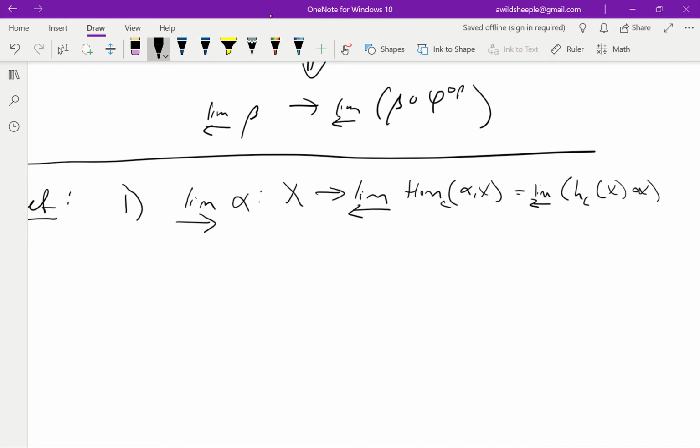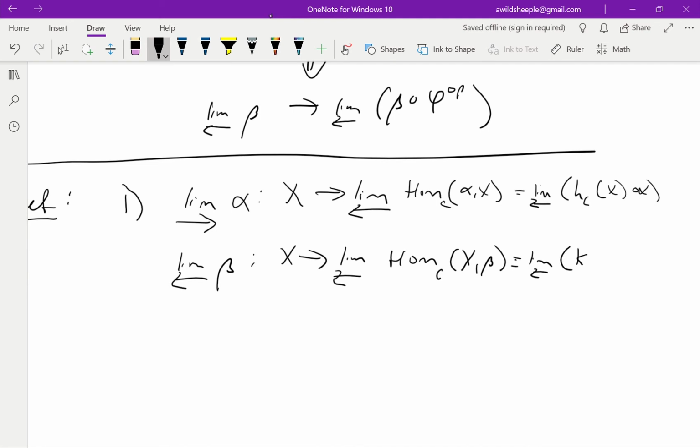And similarly, we define the backwards limit. I'm going to continue to call them this even though they're the injective and projective limits. Hom(X, the projective limit of β), and maybe it's completely clear where we were going with this. This will be the limit of h_C(x) following β.